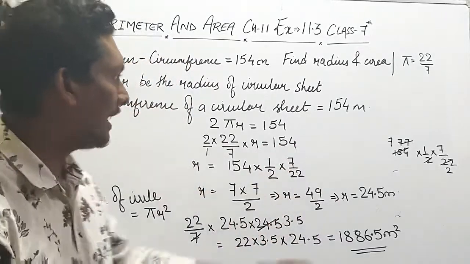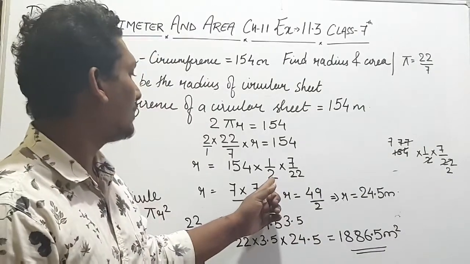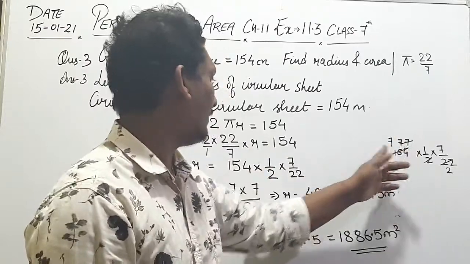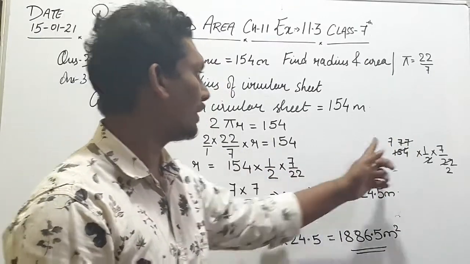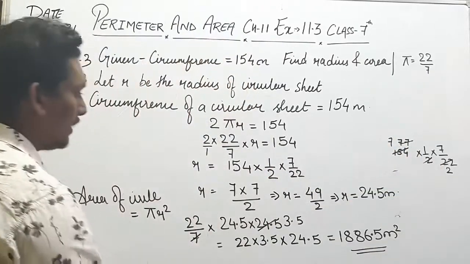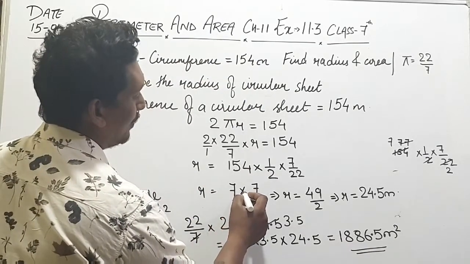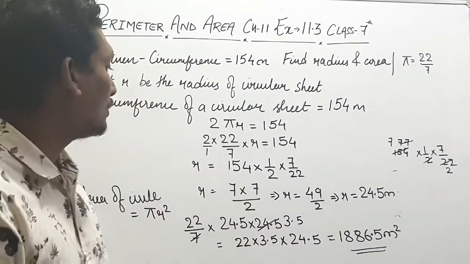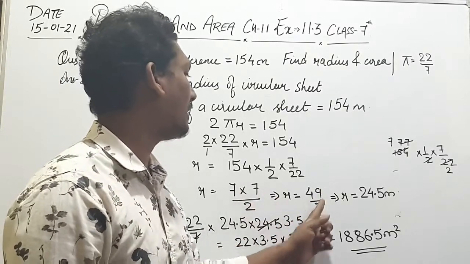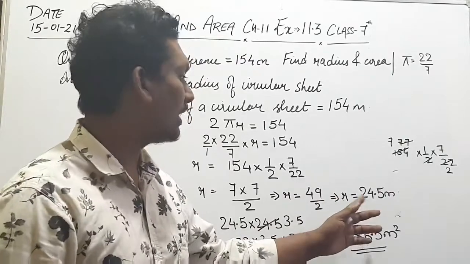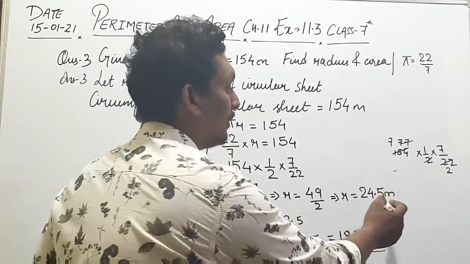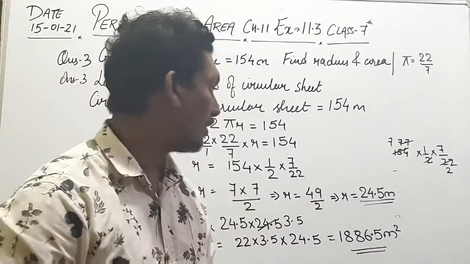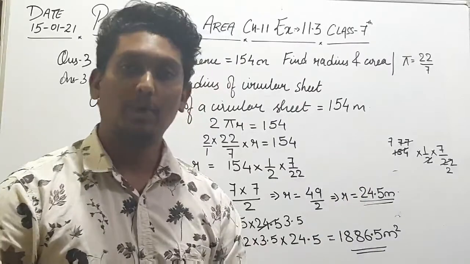Then after that I have done the calculation here. With the help of this 2, you can cut 154, you will get 77, and 77 and this 22, you can cut it. So finally, after cutting, you will get 7 into 7 upon 2. Okay, so the radius is 7 into 7, that is 49 by 2. When you divide it, you will get 24.5 meter. So we got the radius 24.5.